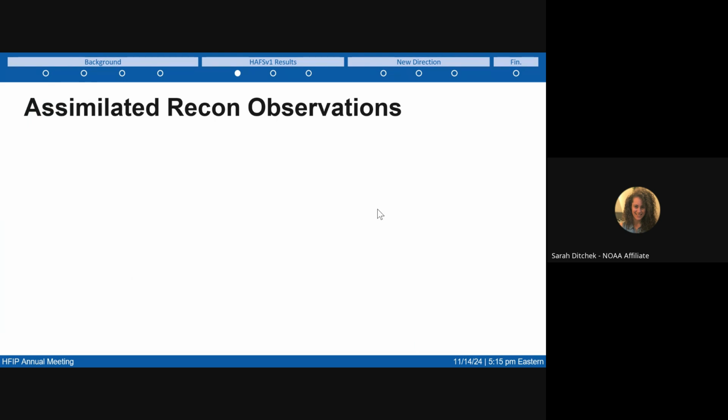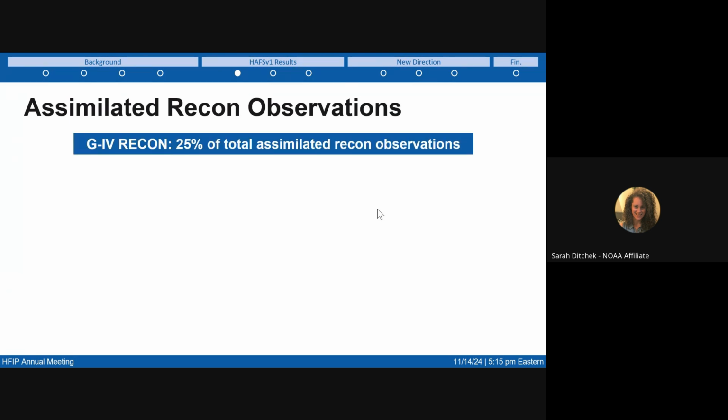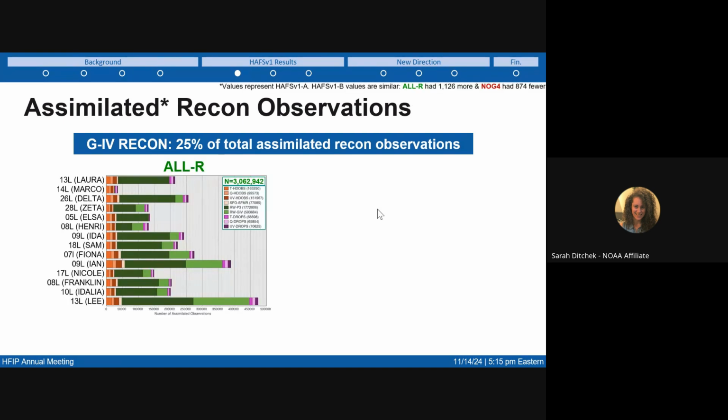Okay, so before getting into the results, I did first want to put in context the number of G4 OBS that are assimilated in the set of experiments. G4 recon made up 25% of the total assimilated recon OBS. You can see that breakdown of recon by TC here on the y-axis and number of OBS on the x-axis, and this graphic is valid for HAFS A. HAFS B values are quite similar.